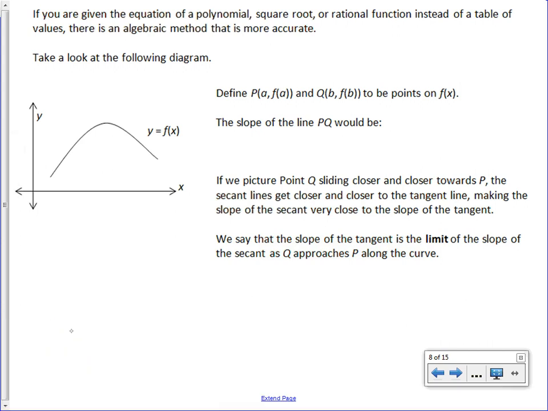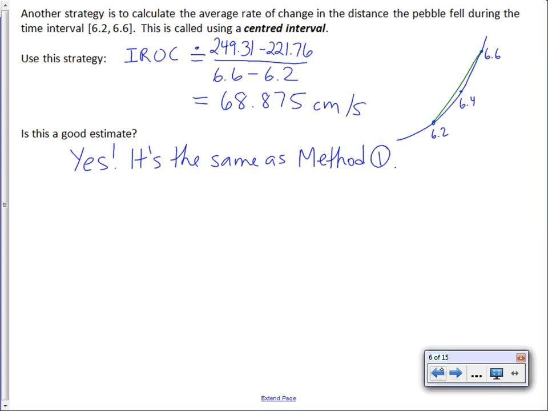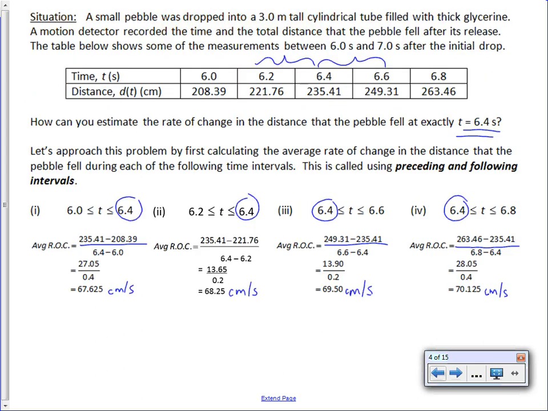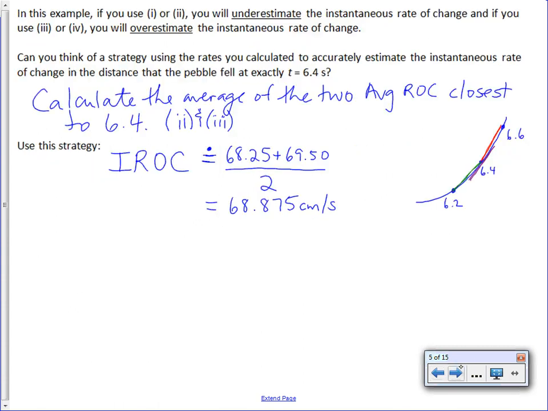So yesterday, the main focus was to look at how to estimate the instantaneous rate of change from either data in a table or a given function. We mostly worked with tables. The idea was there were two methods. You can find the preceding and following intervals: take a preceding interval and a following interval that includes the endpoint of where you want to find the instantaneous rate of change, and then you take the average. It works, but it requires 3 calculations.